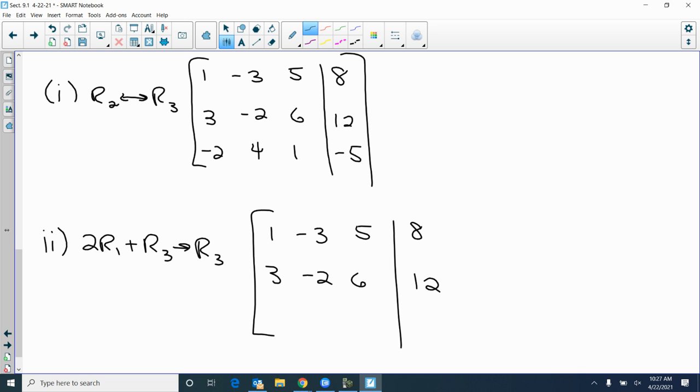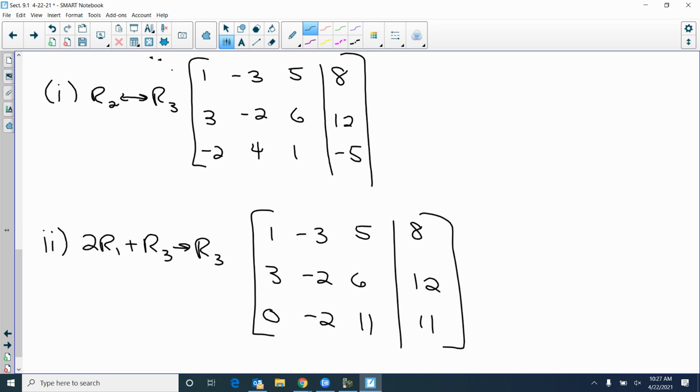All right, 2 times row 1. 2 times 1 is 2 plus negative 2, 0. There we go. 2 times negative 3 is negative 6 plus 4, negative 2. 2 times 5 is 10 plus 1 is 11. And 2 times 8 is 16 plus negative 5 is 11. All right, now did I do it right? Thank you. So that is that second step, 2 times row 1 plus row 3. Even though we're multiplying row 1 by 2, you do not change it.